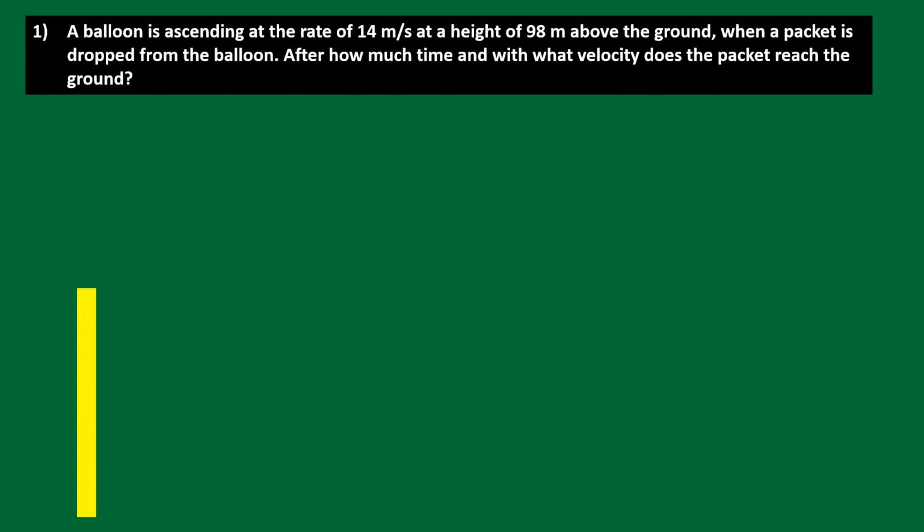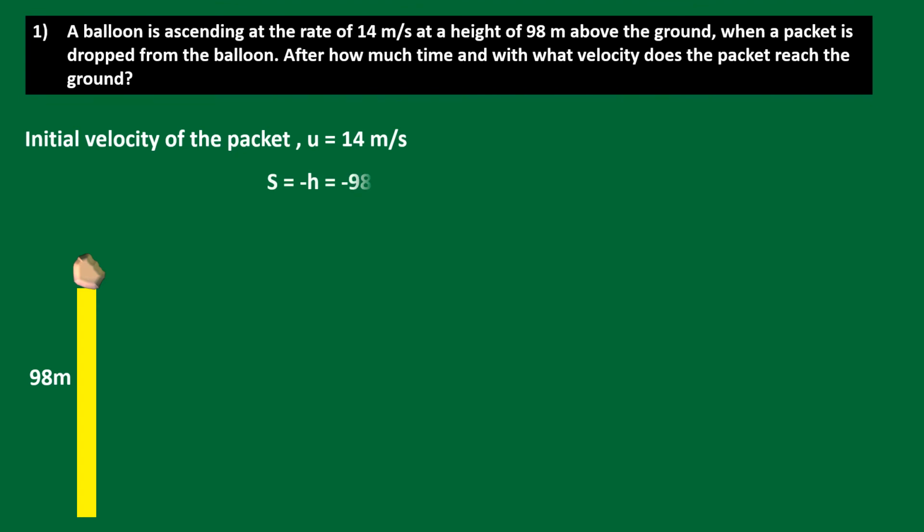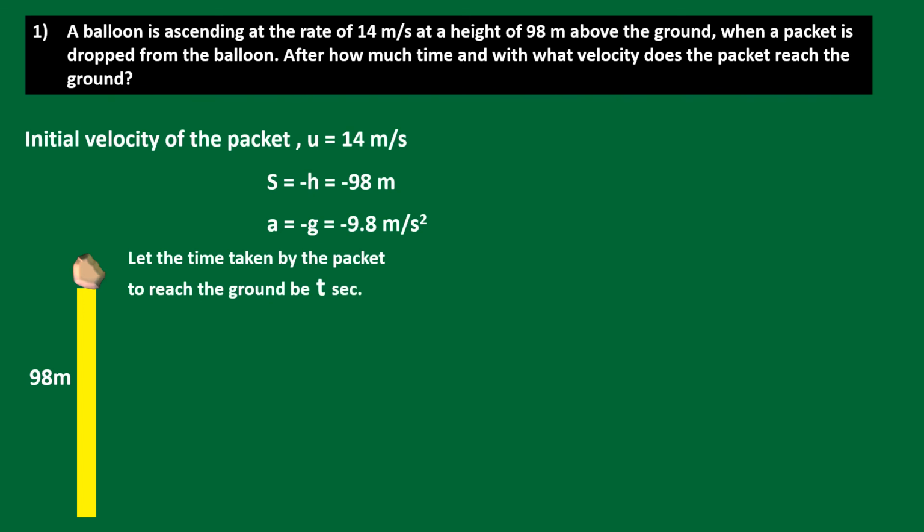See, when the packet is dropped from the balloon, it is at a height of 98 meters from the ground, and we know that the velocity of the balloon is 14 meters per second. So the initial velocity of the packet will be 14 meters per second. S is equal to minus h, that is equal to minus 98 meters. a is equal to minus g, that is equal to minus 9.8 meters per second square. Let the time taken by the packet to reach the ground be t seconds.